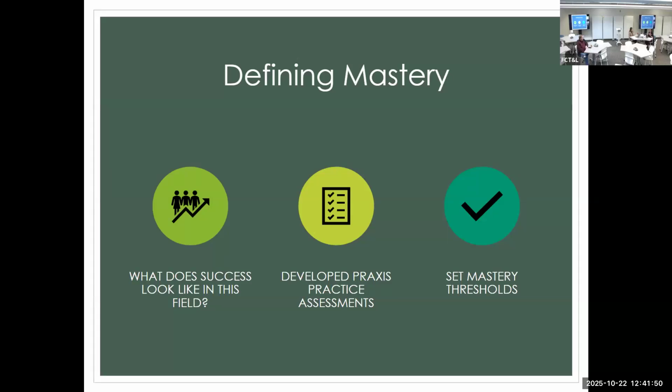And then if they didn't meet that mastery threshold, we had said 80%. If they didn't meet the 80%, what does it look like for them to move on? If they didn't meet the 80% in the final assessment, which we actually had two of, then what would reassessment look like?